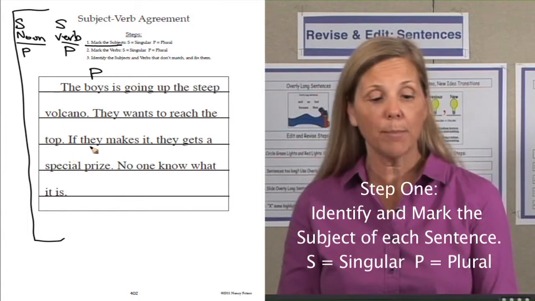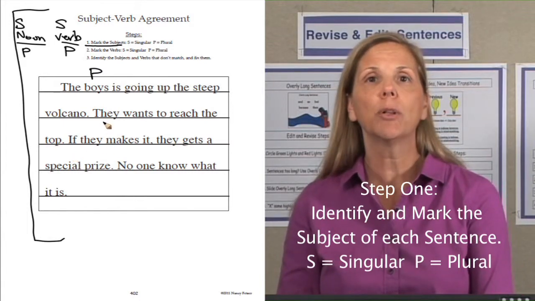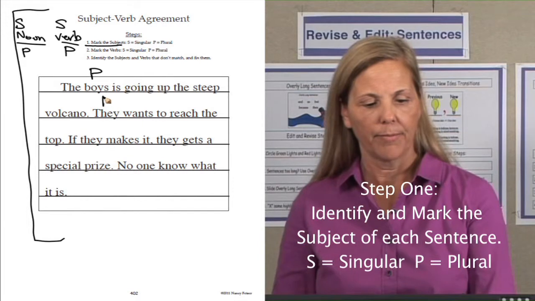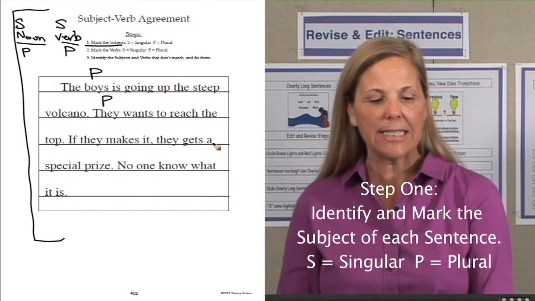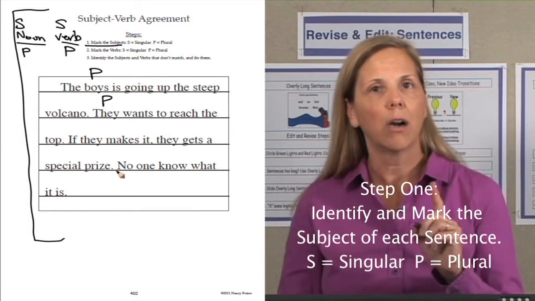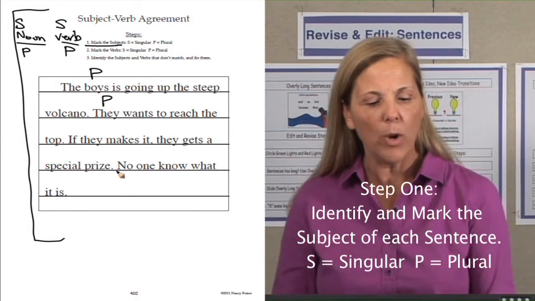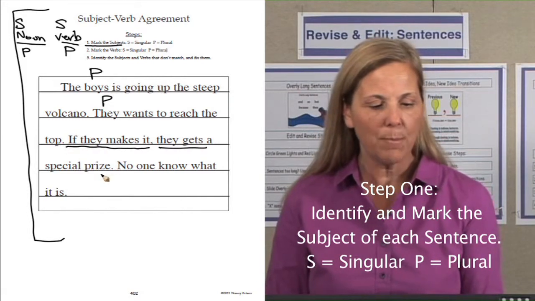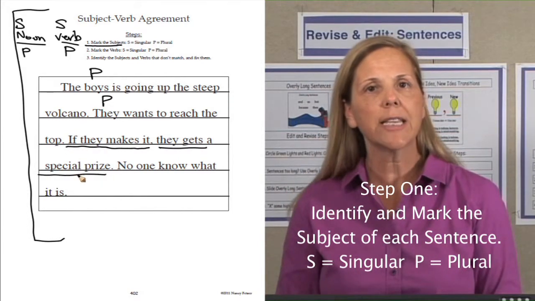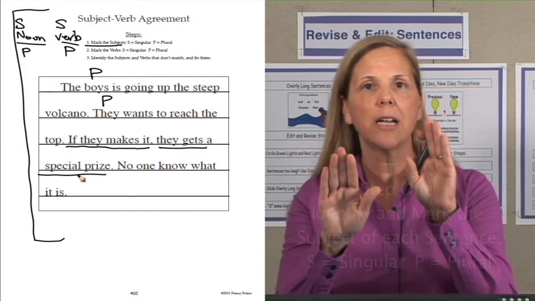Who or what is this sentence about? They. Singular or plural? Plural. If they makes it, they gets a special prize. All right, let's hold on a minute. We have a dependent clause and we have an independent clause. Look at a clause, it needs to have a subject and a verb.